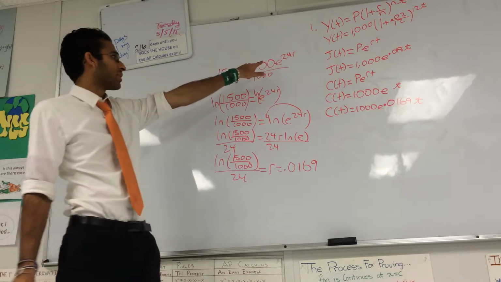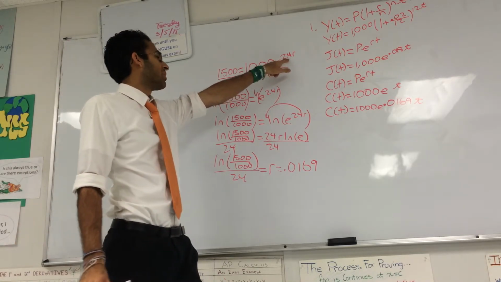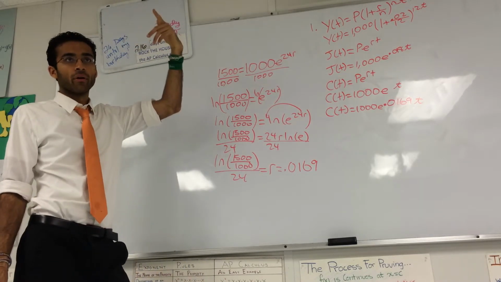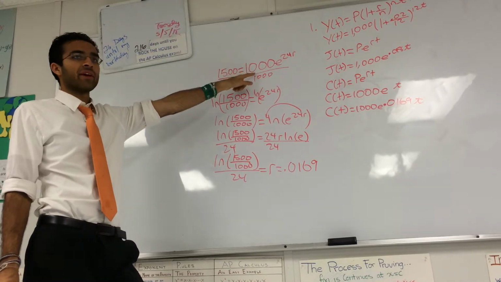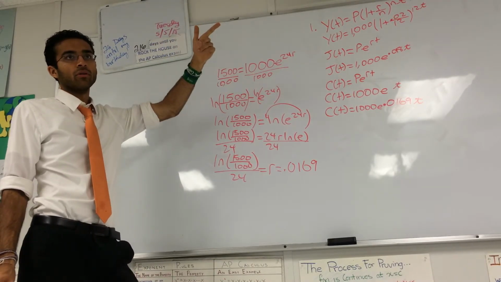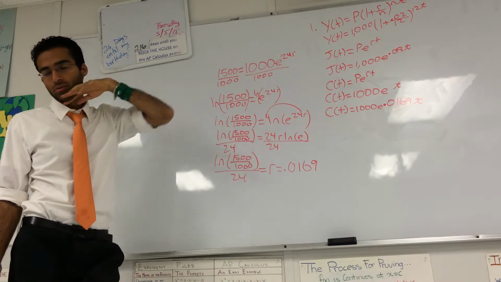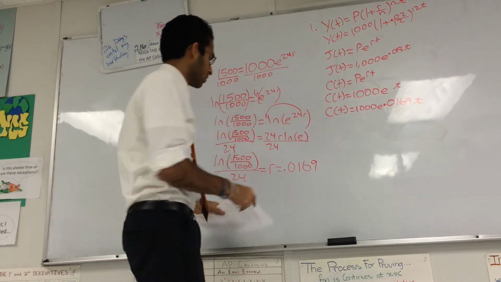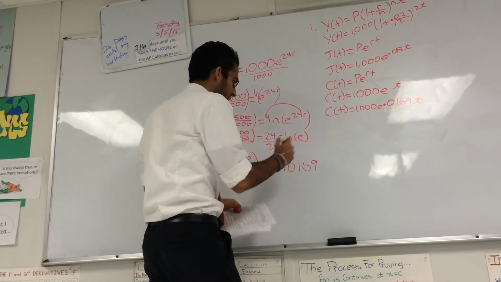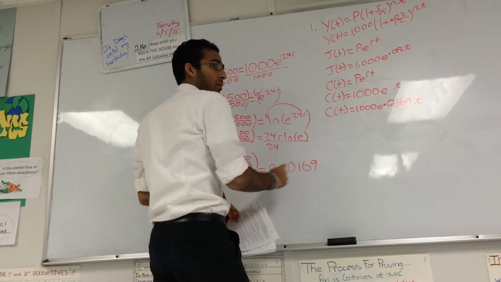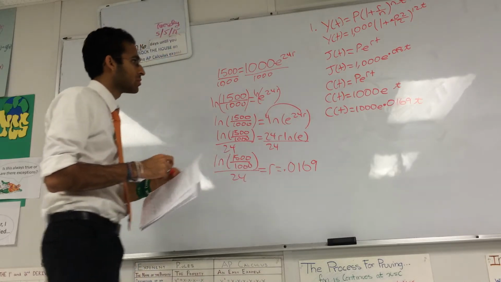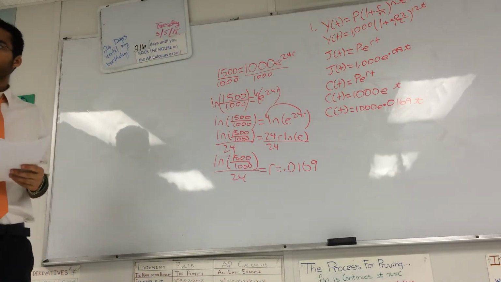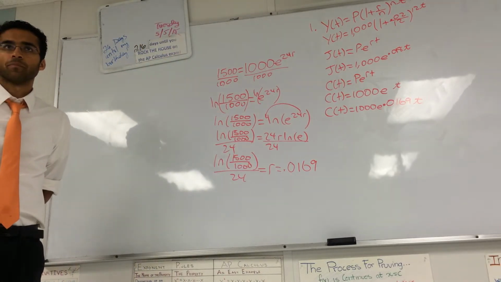I said I started with 1,000, and in 24 years, it's 50% more. So 50% more than 1,000 means $500 more. 1,500. The answer is 0.0169. Questions on how we got this?